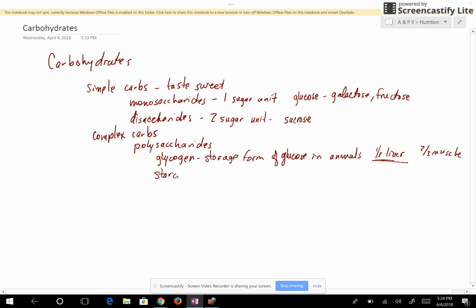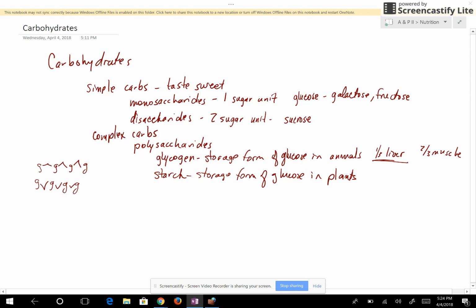Starch is the second polysaccharide. Starch is the storage form of glucose in plants. Okay, it sounds like glycogen and starch are the same thing, but really glycogen is going to have a different angle of bond, something like this right here, and starch is going to have a downward spiral of bonds, and so that's why chemically they're actually different.